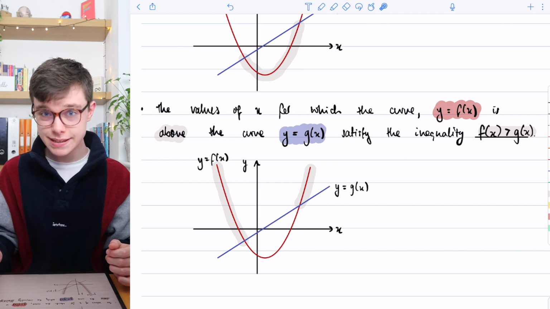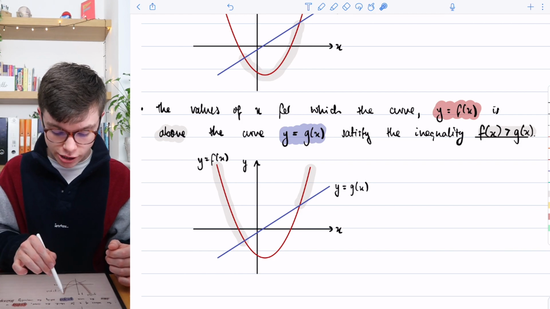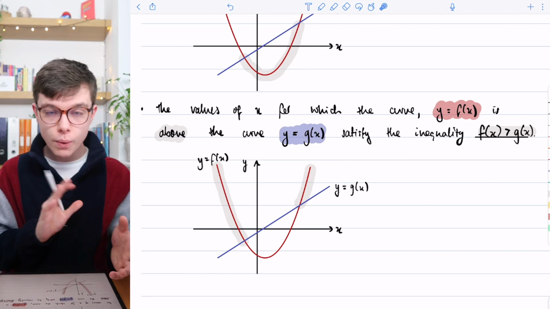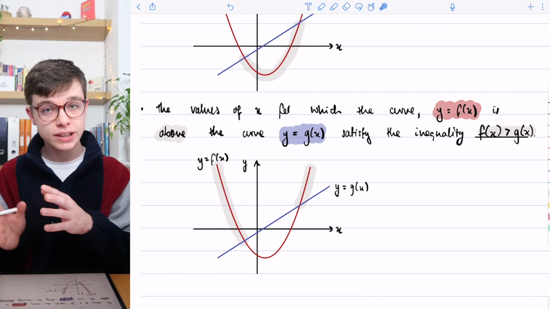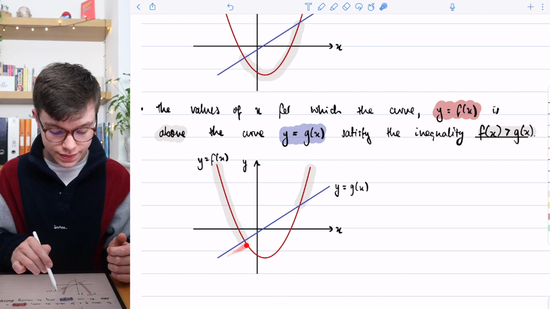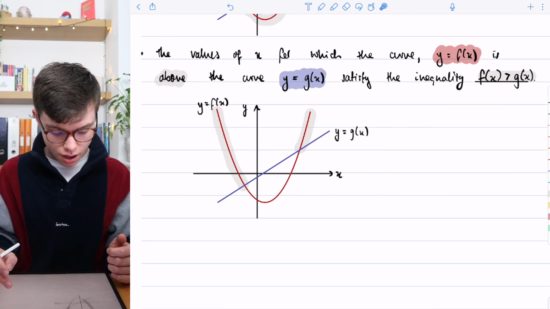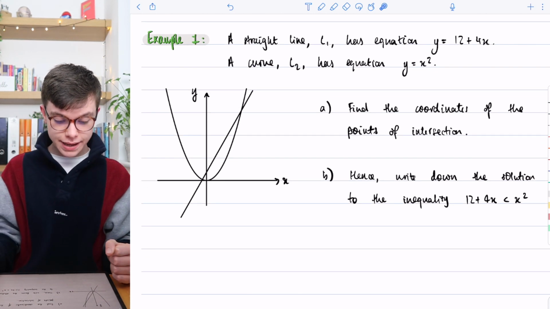So the more practice and the more examples you do with this, you'll be able to see straight away which part of the graph is greater or less than another graph, in this case the straight line. Okay, so let's have a look at an example.